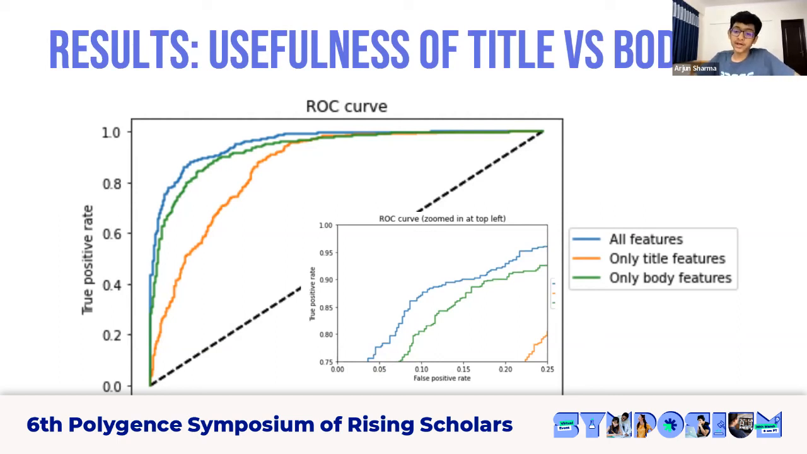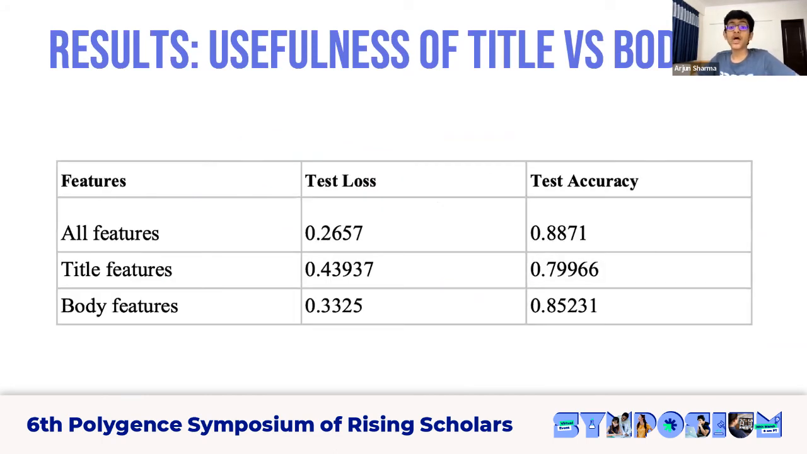It's also interesting to see that the model is able to make predictions somewhat accurately by just looking at the title. We see a much more significant difference in the loss between the model that uses title features and the model that uses body features. There's also a noticeable difference in the accuracy of the models.